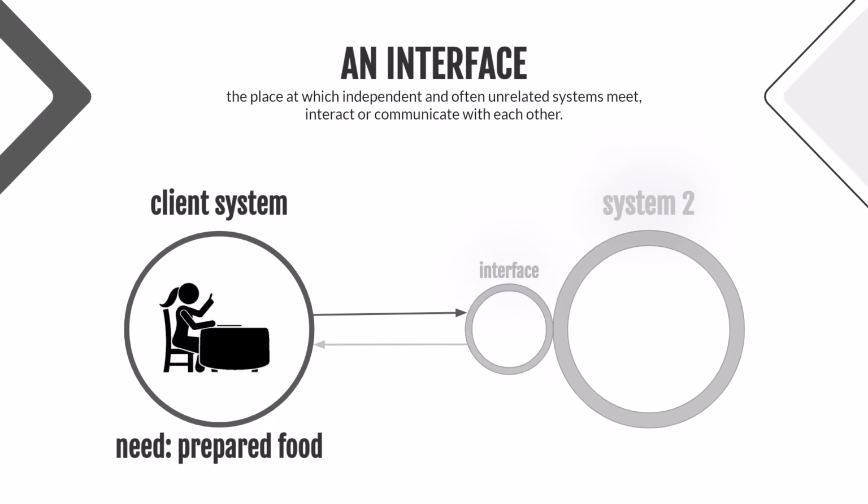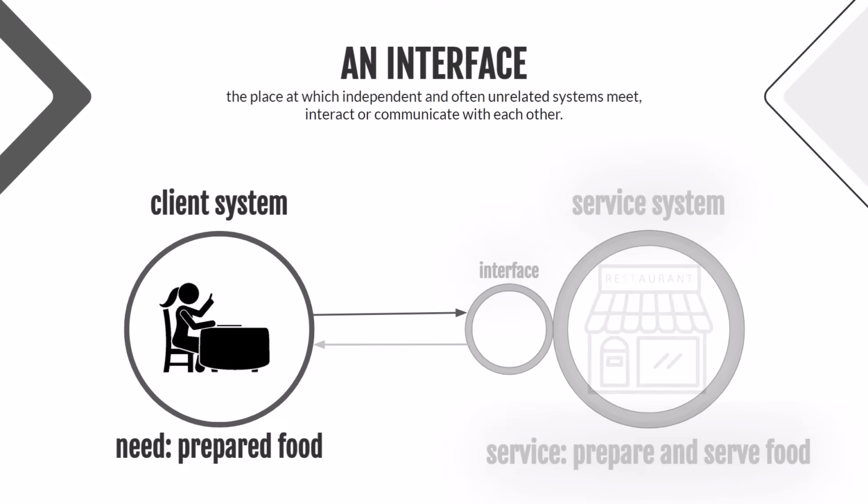We'll change the name of system number 2 to the service system. Respectively to the name, the main characteristic of this system is that it provides service, which meets the needs of our client system. In this case, service is to prepare and serve food. The service system is a restaurant.